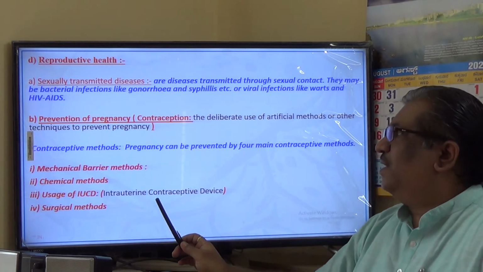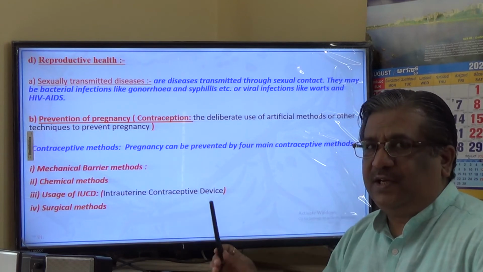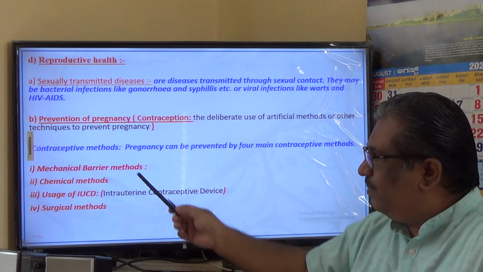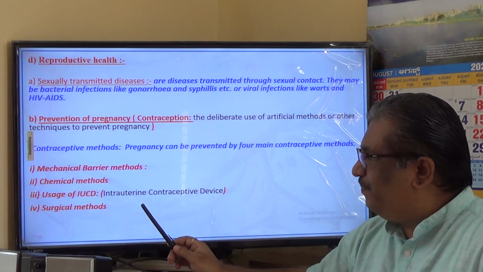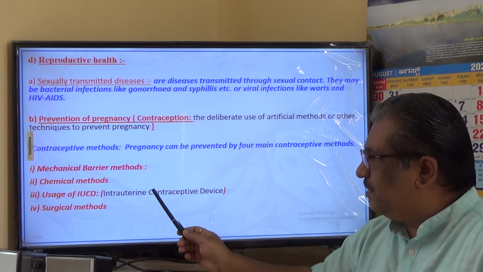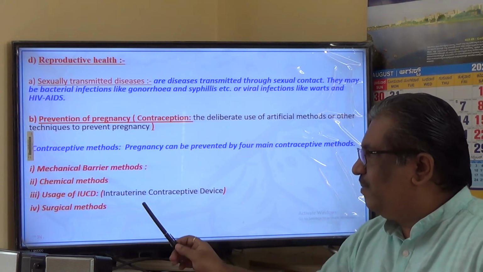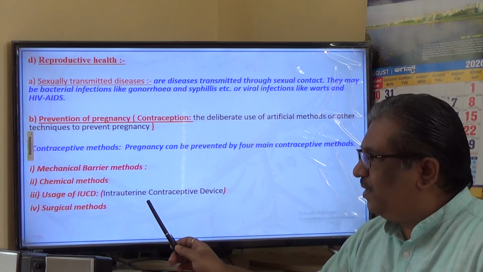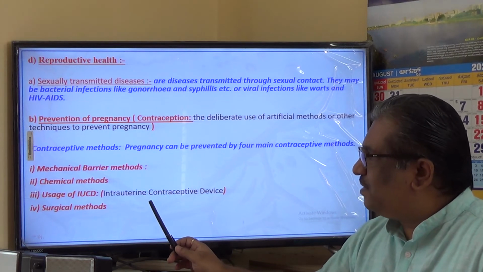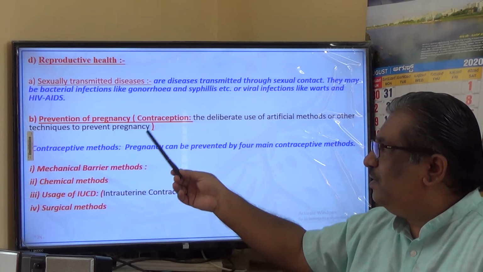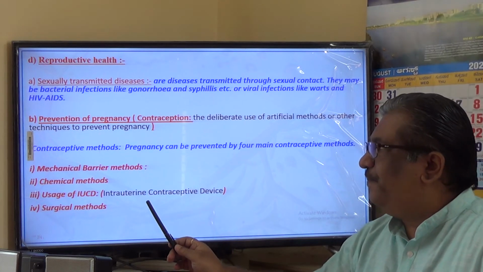There are 4 contraceptive methods to avoid the pregnancy, and these are mechanical barrier methods, chemical methods, usage of IUCD, that is intrauterine contraceptive device, and surgical methods. These are the 4 methods that have been discussed in your chapter, by which the unwanted pregnancy can be prevented.